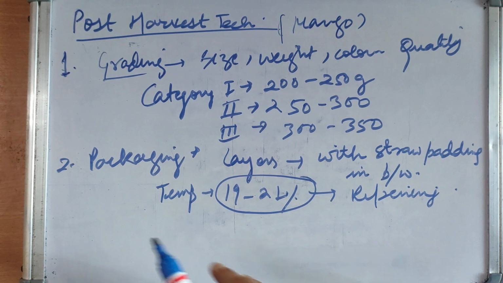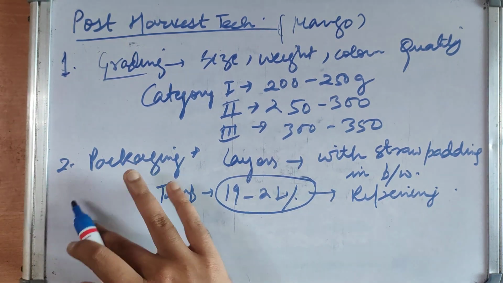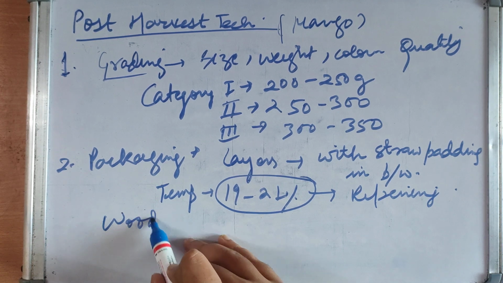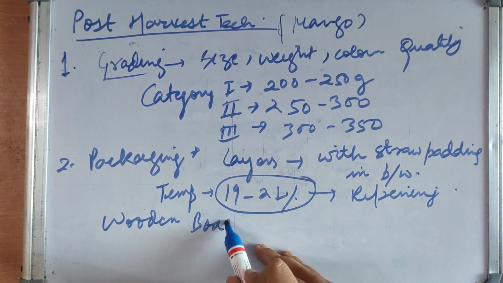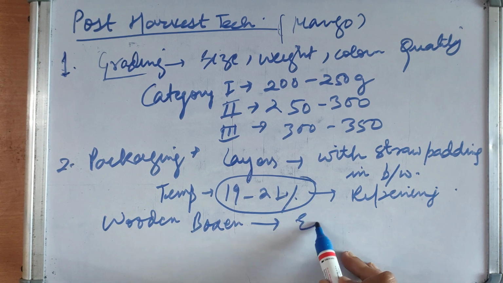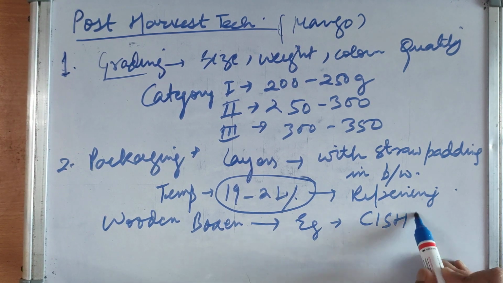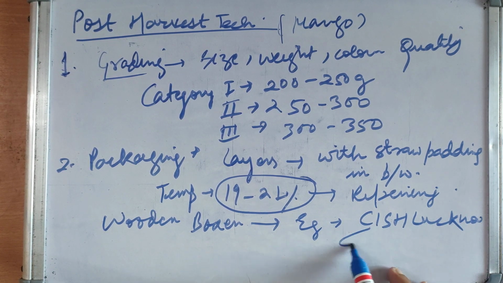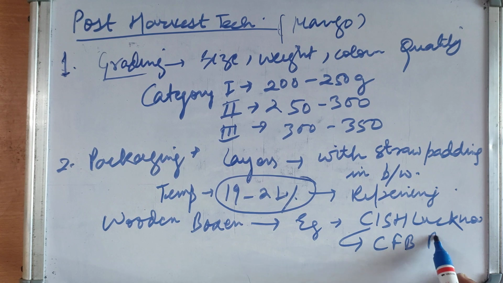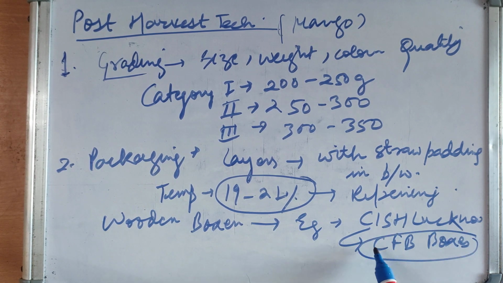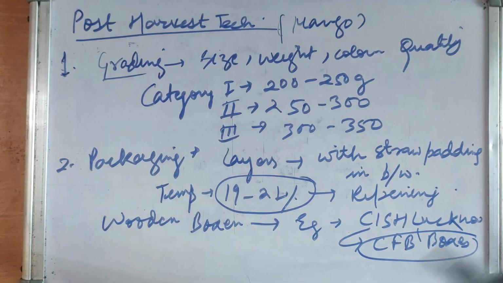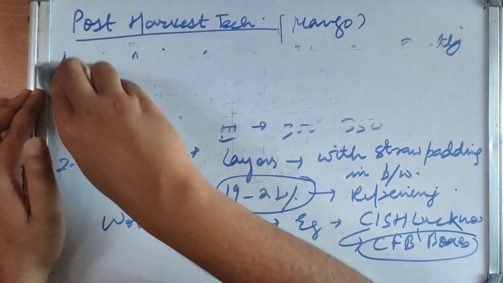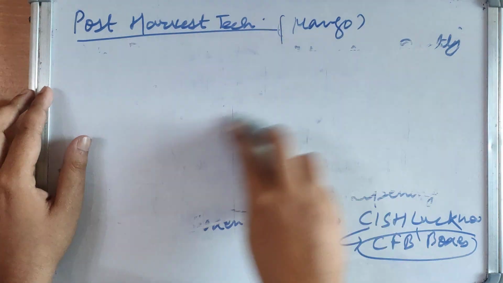We can use wooden boxes. Example, CISH of Lucknow developed CFB boxes. So you can use these CFB boxes developed by CISH Lucknow. Now moving on to another post-harvest management technique, that is storage.